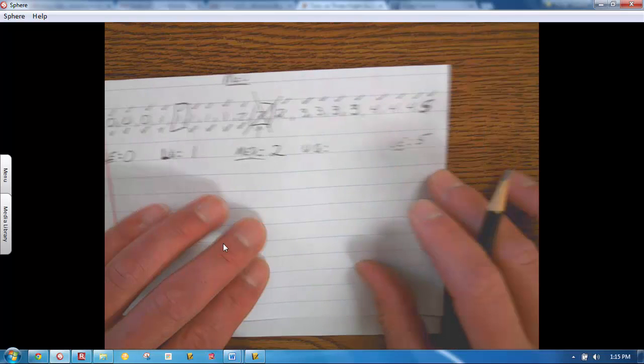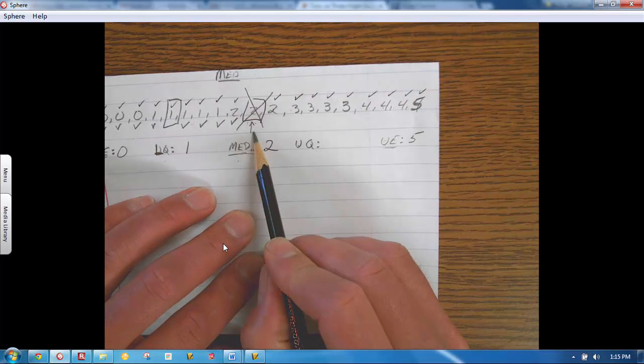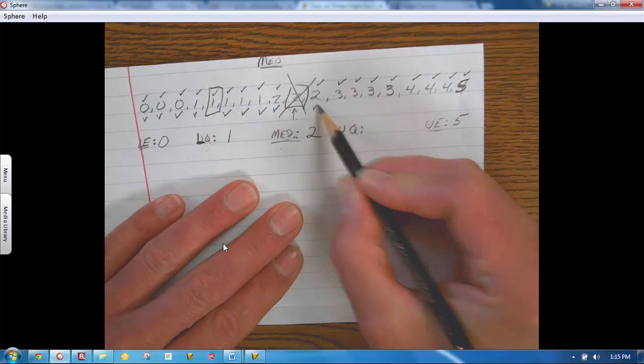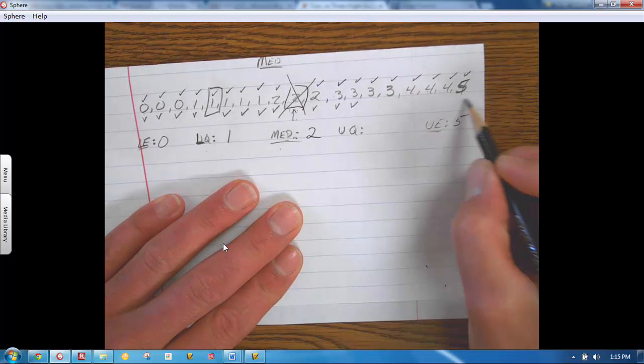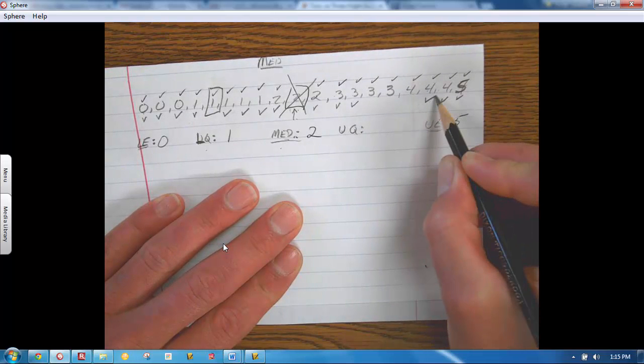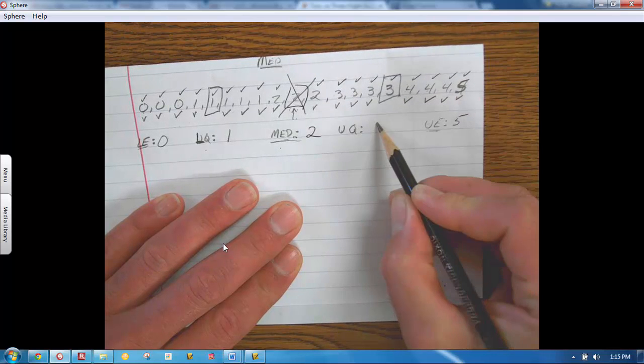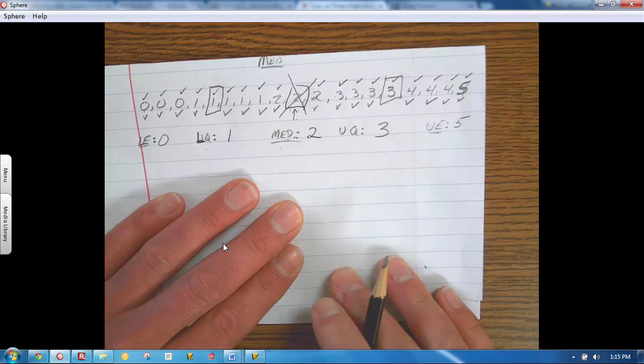And then we do the same thing from the top. Again, noticing we do not count this median. We throw that one out. We have 3 from the bottom, 3 from the top, 1 from the bottom, 1 from the top, and we are left with 3 for my upper quartile.